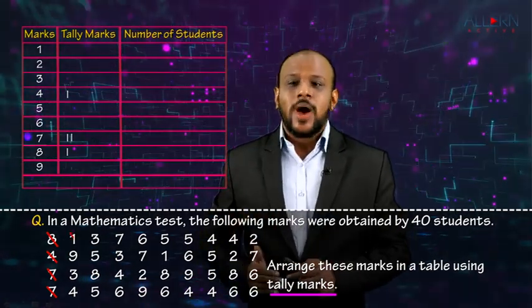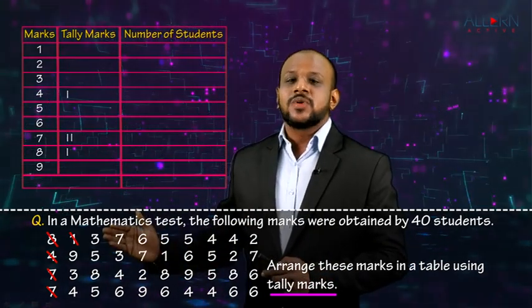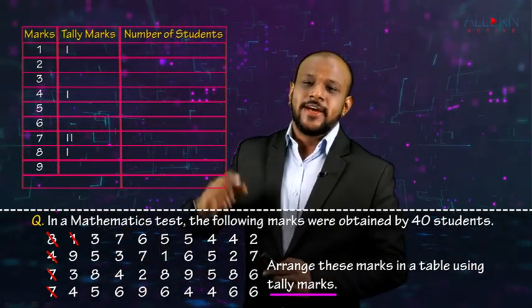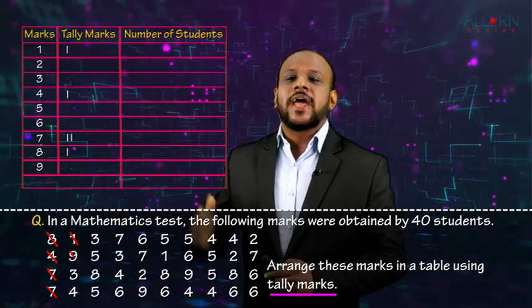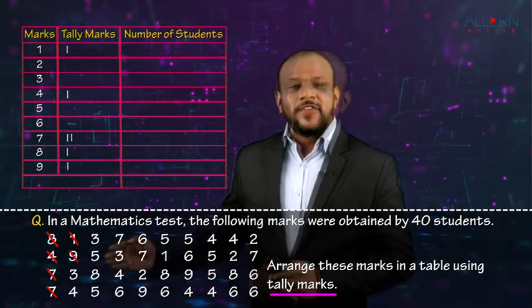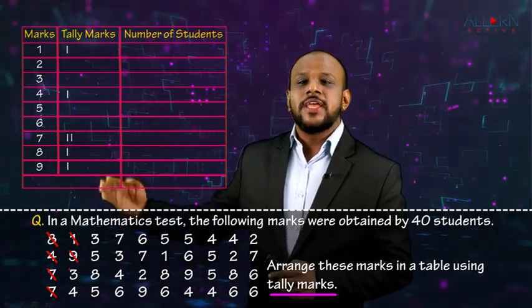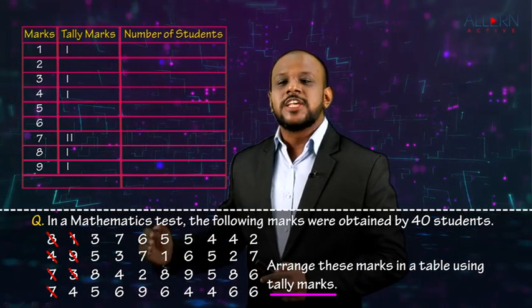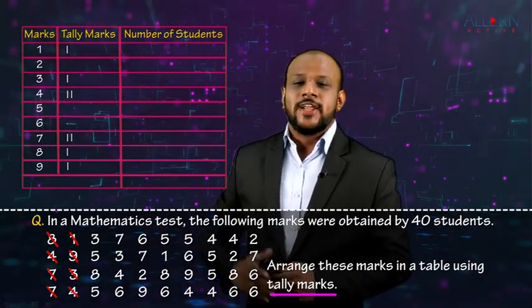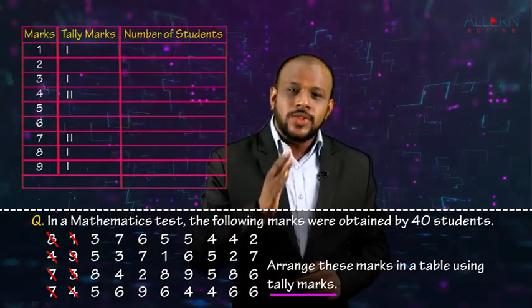Starting with 1. So when we have 1, corresponding to 1 we can record the data here. Then we have 9. So corresponding to 9, let's record the data over here. We have 3. So corresponding to 3, let's record the data over here. After that we have 4. So corresponding to 4, let's record the data over here. Then we move on to the third column here.